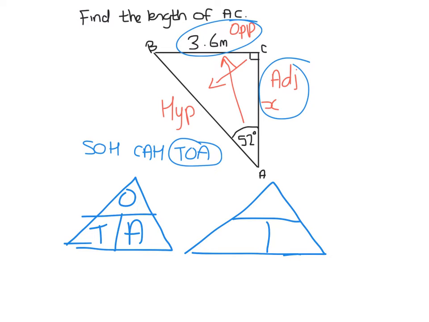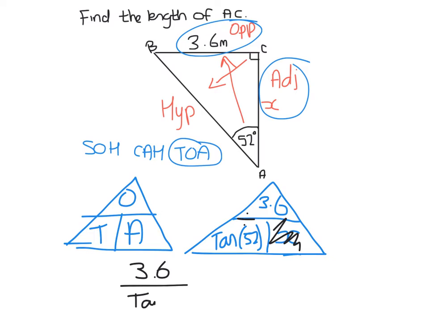with the values. So I've got tan of 52. My opposite is 3.6, and I don't know my adjacent. So I cover up the unknown, and I'm dividing. So I've got 3.6 divided by tan 52. And that will give me 2.81 meters.